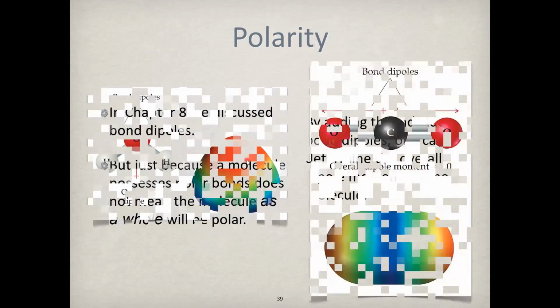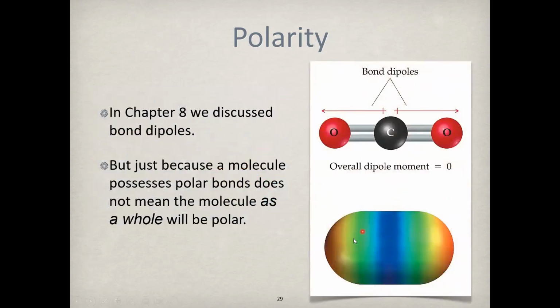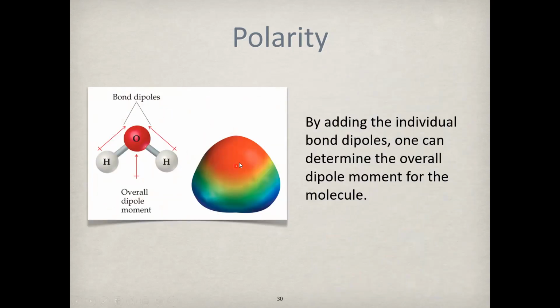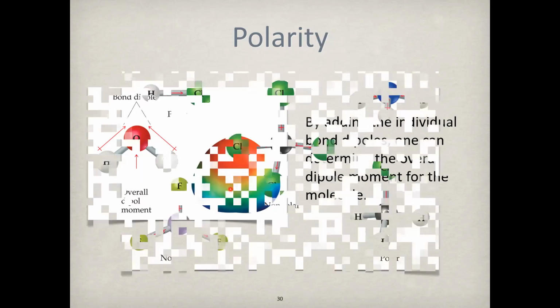So whereas carbon dioxide is symmetrical, it basically balances out. That's why we've got the same thing on the left versus the right. With water, we don't see that, and that's why we've got a difference in the distribution of the electron density here.